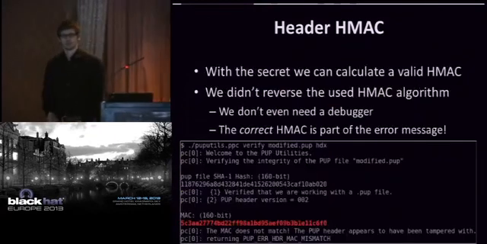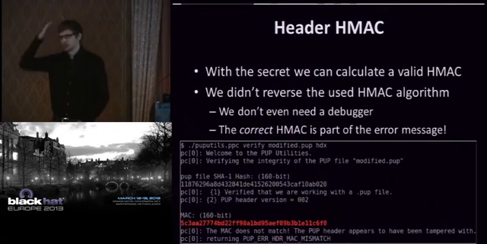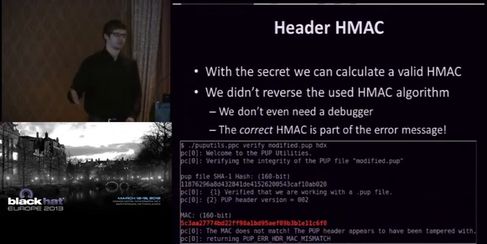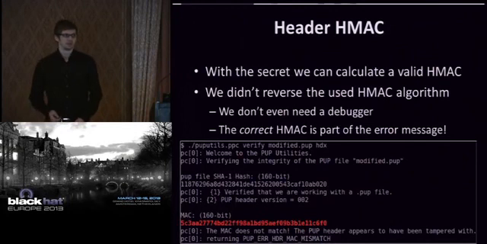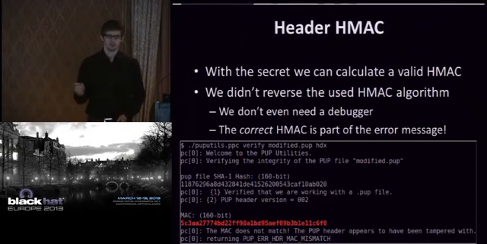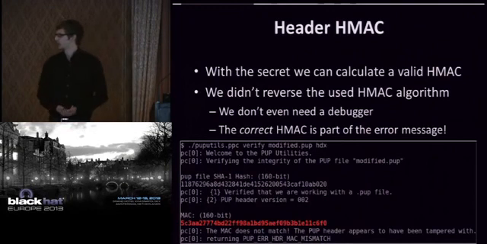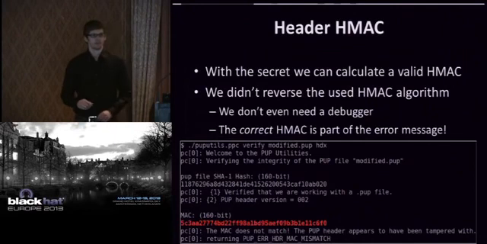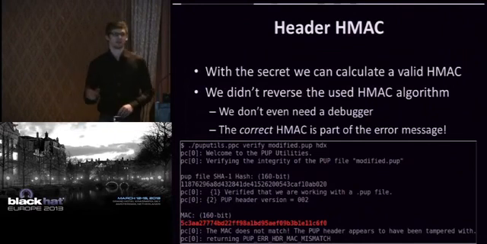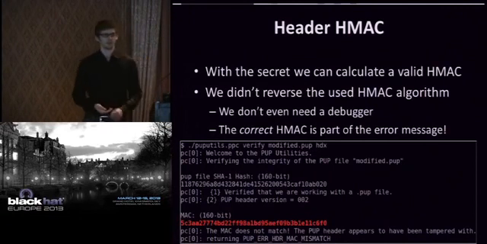However, in this case, it's much easier, because typically you would just reverse engineer which kind of HMAC algorithm they are using, then do that. However, I said before, we can run this binary in QEMU. And just for testing, we modified the pub file and ran the verify command against it. And obviously, we get an error message like the MAC does not match, the pub header appears to have been tampered with. However, what I highlighted in red here is not the MAC value which is stored in the header, but the real expected MAC value.